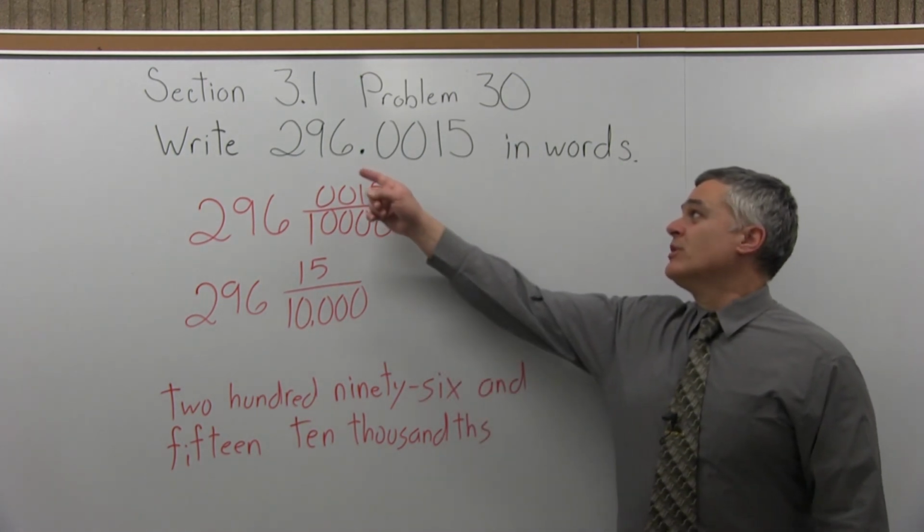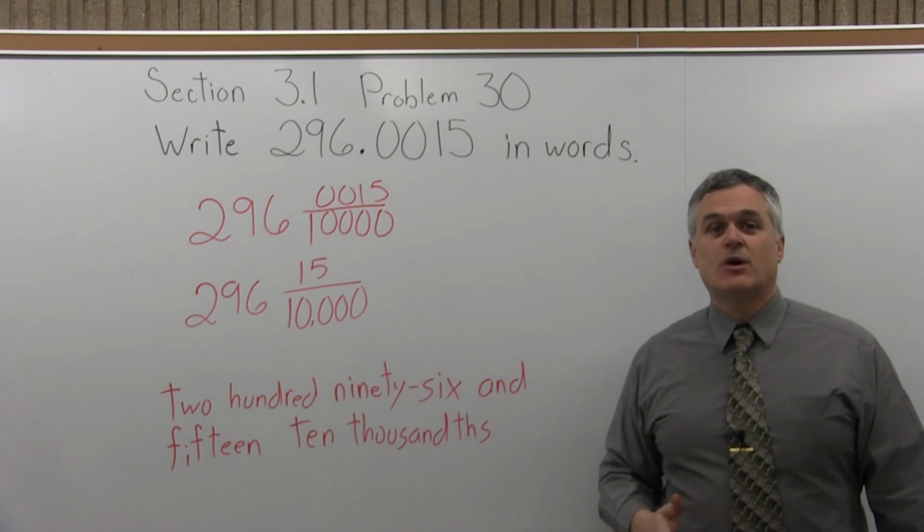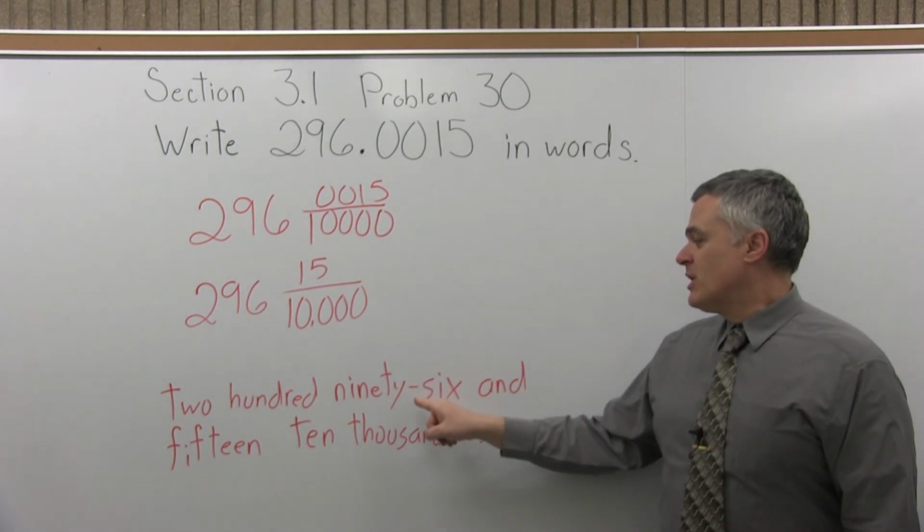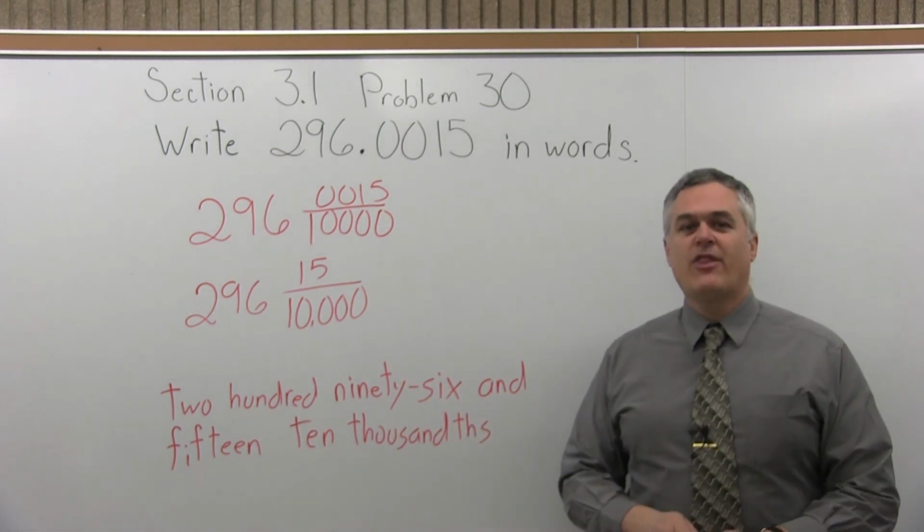So the number 296.0015 written in words would be 296 and 15 ten-thousandths.